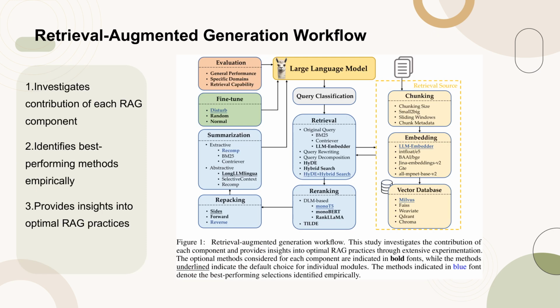Figure 1 illustrates the comprehensive workflow of retrieval-augmented generation (RAG). The study thoroughly examines the role and impact of each component within the RAG process. By conducting extensive experimentation, the research identifies the most effective methods for each module, indicated in bold and underlined fonts. Additionally, the figure highlights the best-performing selections, denoted in blue, which have been empirically validated. This detailed analysis offers valuable insights into achieving optimal RAG practices, balancing performance and efficiency across various components.